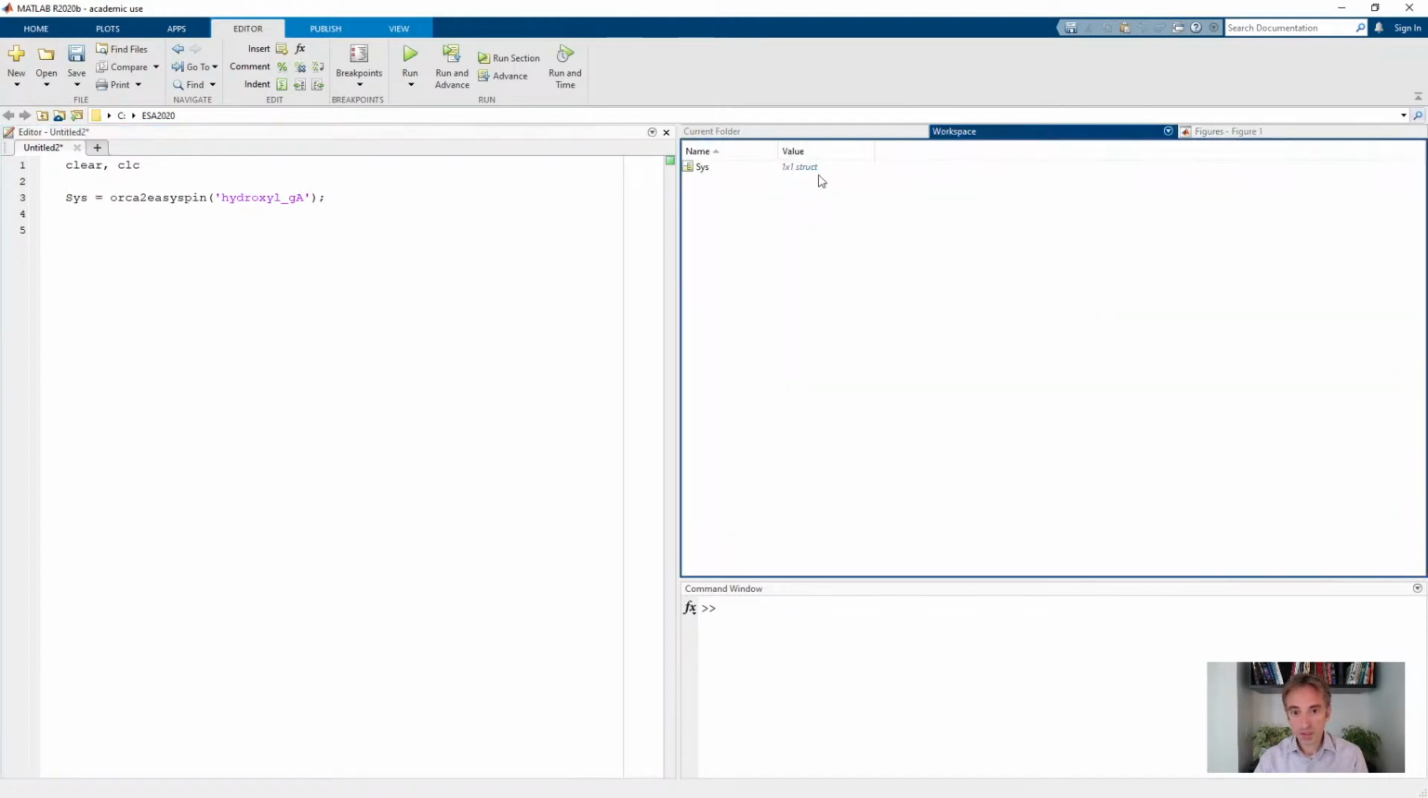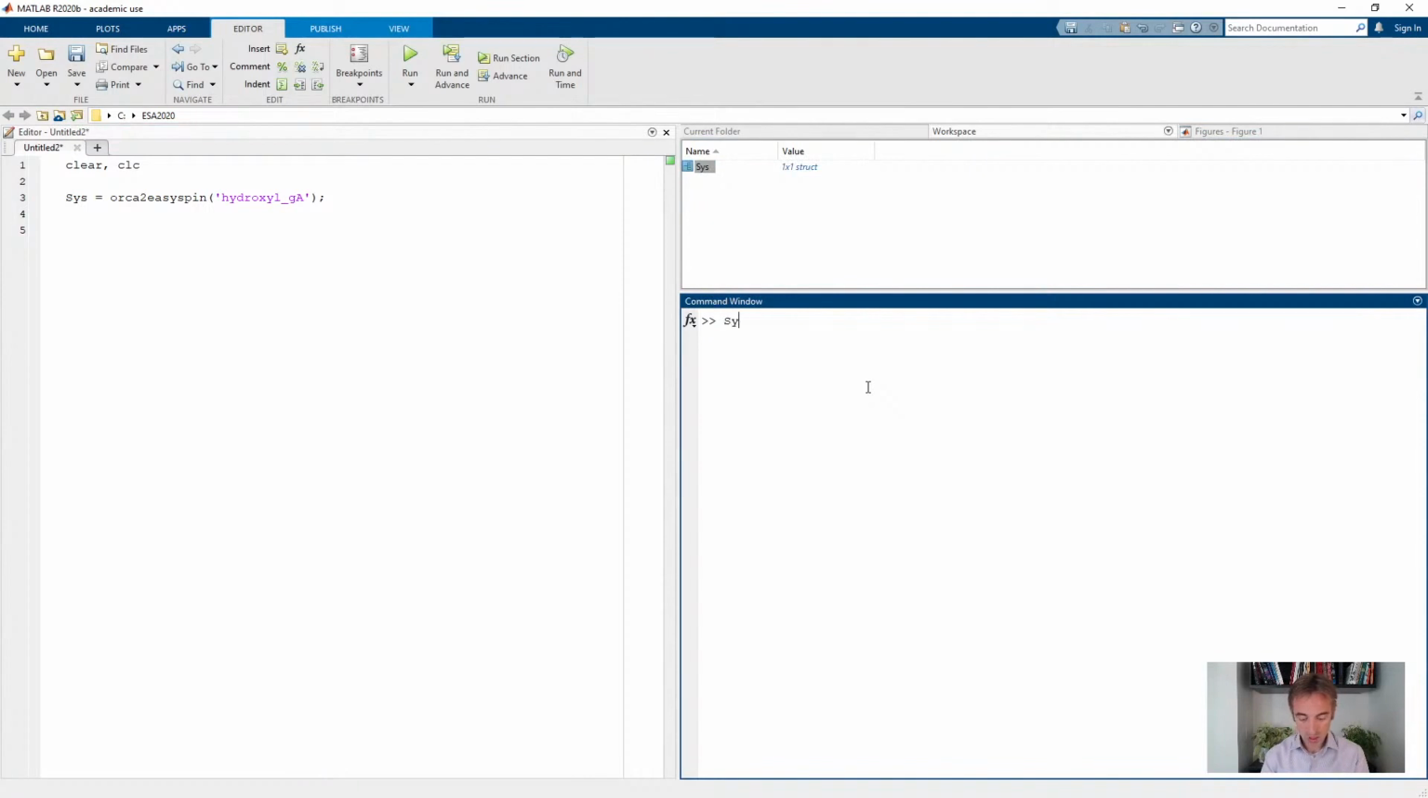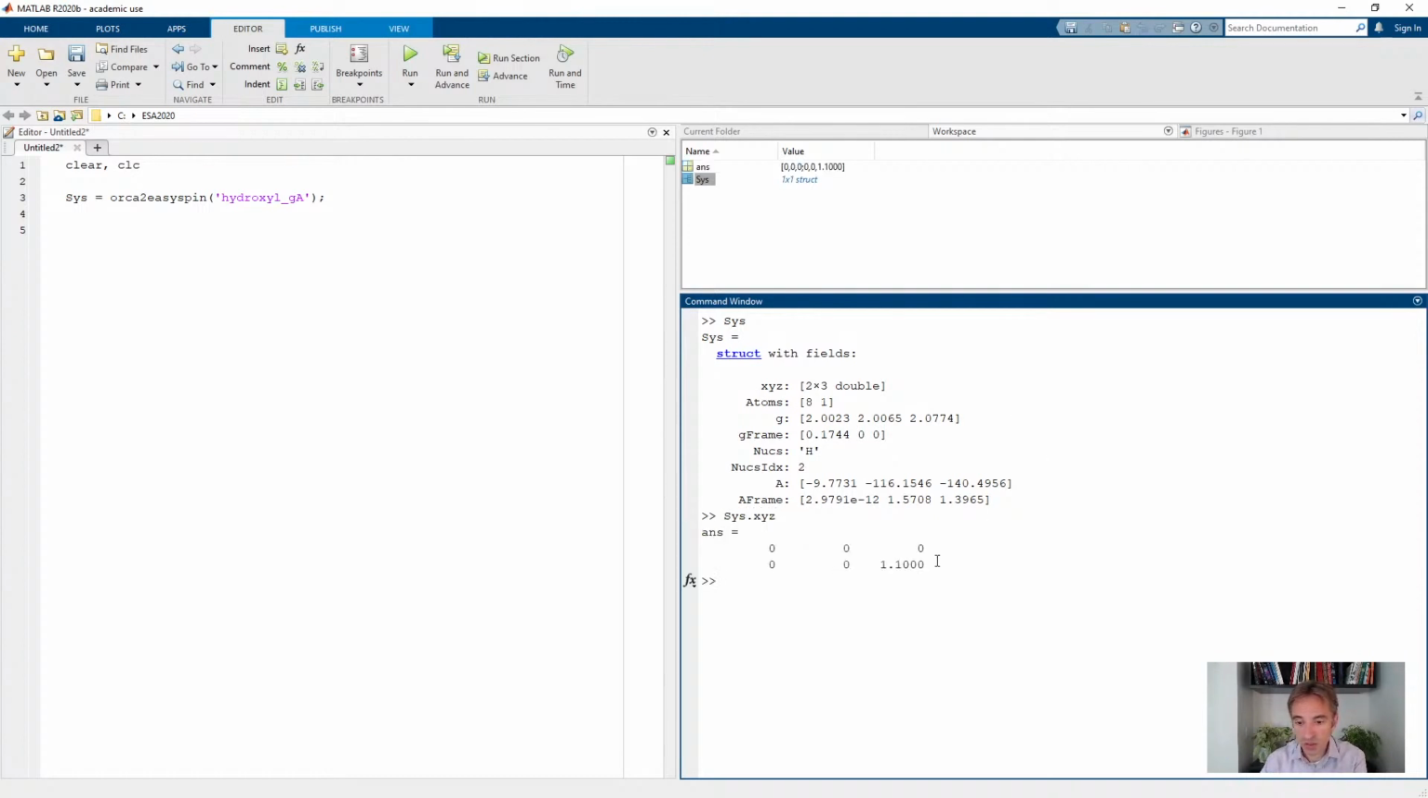If you look in the workspace, now we do have a spin system structure that got generated, and we can look at it by just typing it in the command window. It has a variety of fields. It has XYZ coordinates. So sys.xyz actually contains the positions of those two atoms that were defined. It also contains the atomic numbers for the atoms, which are 8 and 1. 8 is for the oxygen and 1 for the hydrogen.